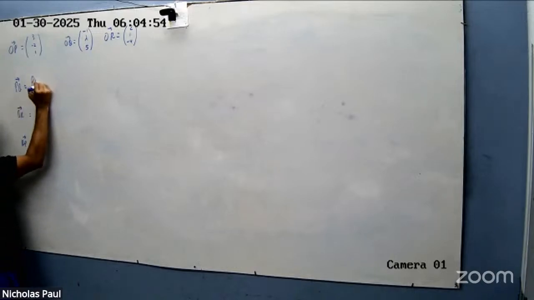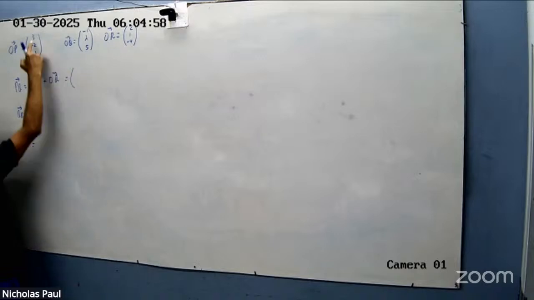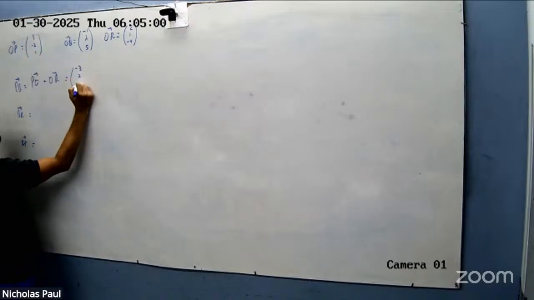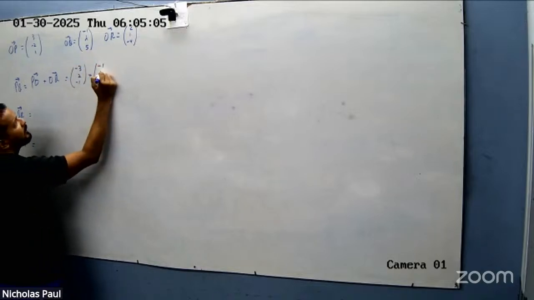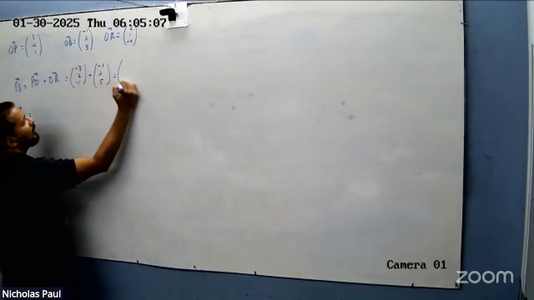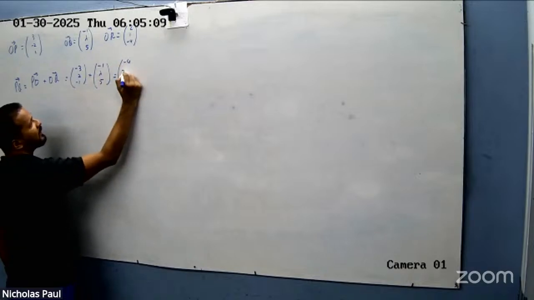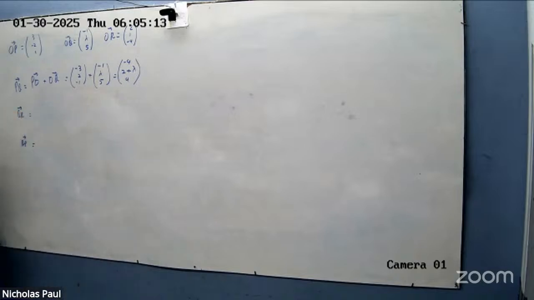PQ is PO plus OQ. Right, so that'll be -3, +2, -1. OQ is here, -1, lambda, 5. Add them up, you'll get -4, 2 plus lambda, 4. That's okay? That is your PQ.